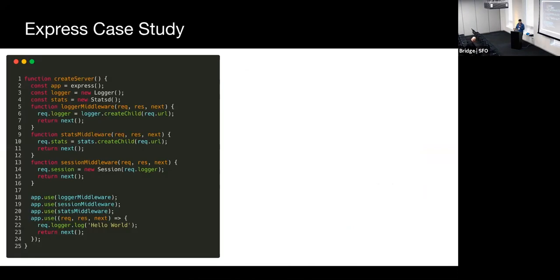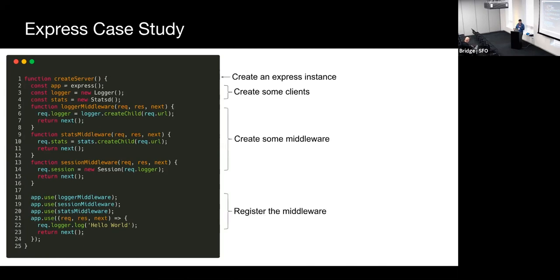So here's a basic example of an Express app. If you're not familiar with Express, it's a common web framework for Node.js. And for a long time, we were using Express for most of our web applications. So in this example, we first create an Express instance, and then we create a couple of clients, a logger and a stats client. And then we've got a couple middlewares, and then we register those middlewares on our application.